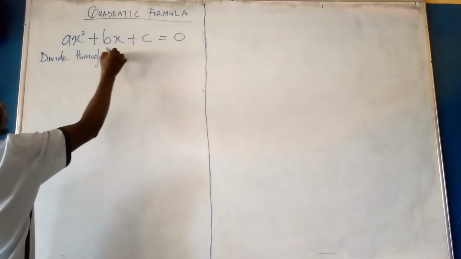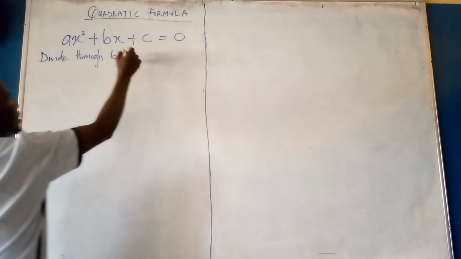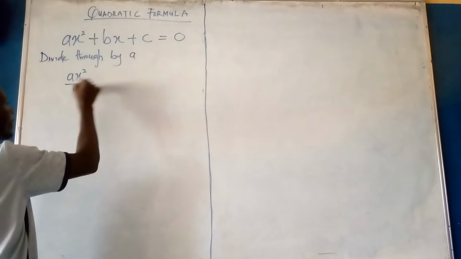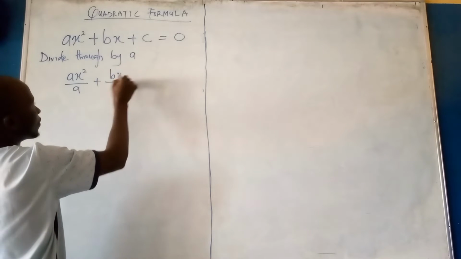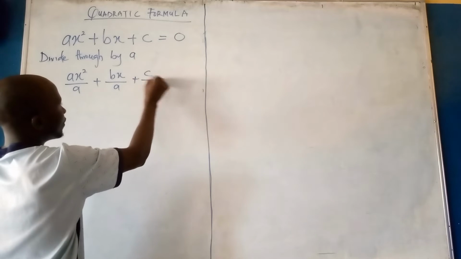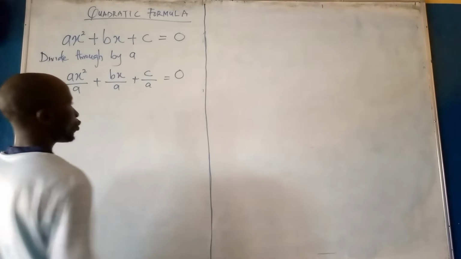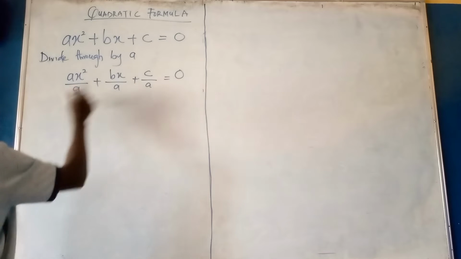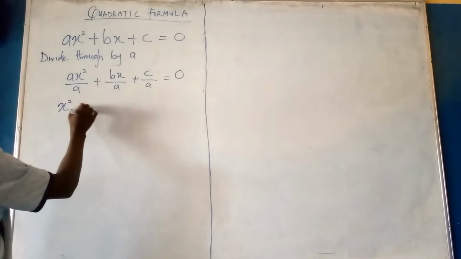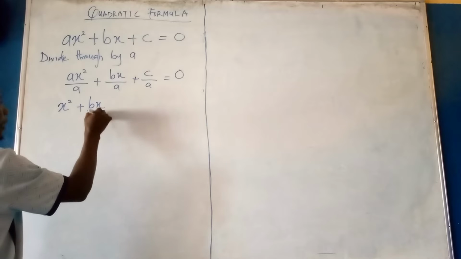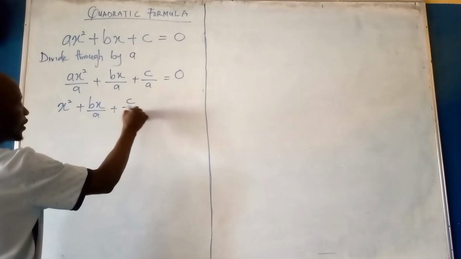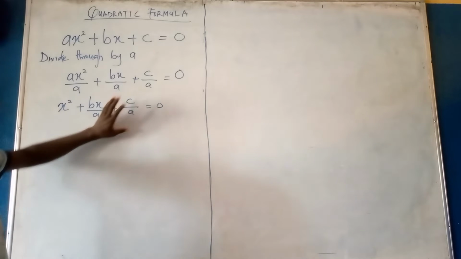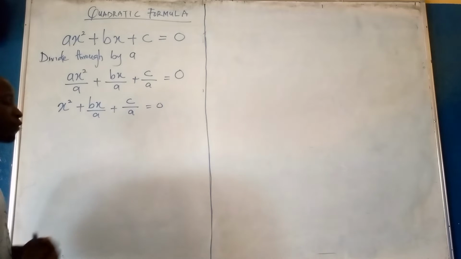Divide through by the coefficient of x squared, which is a. Therefore, we have ax squared over a plus bx over a plus c over a equals 0. By the time you make it 0 over a, you are still going to have 0. So this now gives us x squared plus bx over a plus c over a equals 0. Now this is in terms of x, and this is just an ordinary constant, no variable with it.